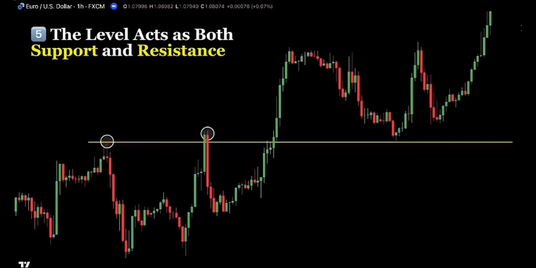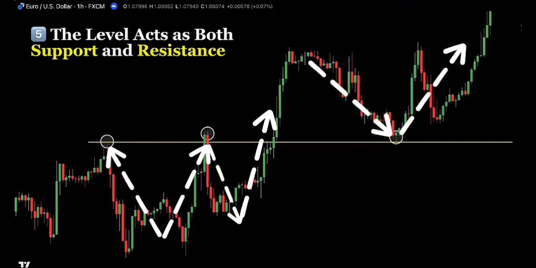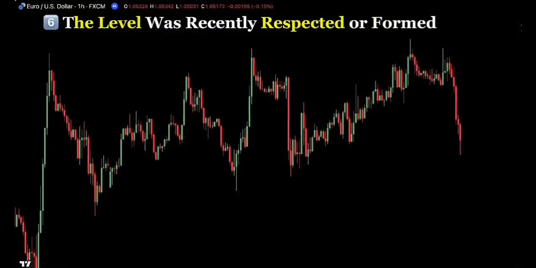The level acts as both support and resistance. A strong level doesn't just hold once. It flips roles over time, acting as both support and resistance. In the chart, we see that the price has bounced off this resistance twice before, eventually breaking above. Once it did, the same level that once acted as resistance turned into support, rejecting the price from the opposite direction. This role reversal is a powerful confirmation that the level is highly significant and should be on our radar for future trades.